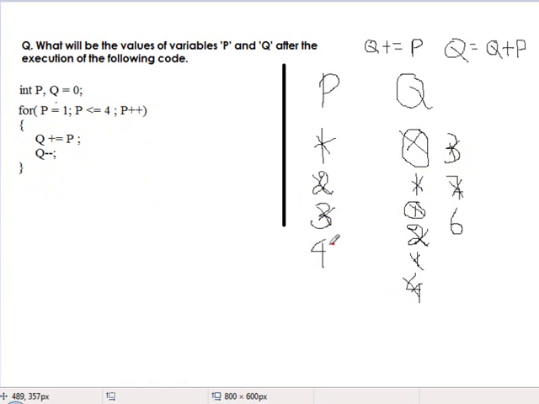Now p is modified to 5, means 1 is added to the current value of p, which was 4. So 4 plus 1 equals 5. Now it will again check for this condition. So 5 is less than or equal to 4. This evaluates to false. If it is false, then these statements are not executed, and as there are no more statements in the program, the final values of p and q will be 5 and 6. p equals 5 and q equals 6.